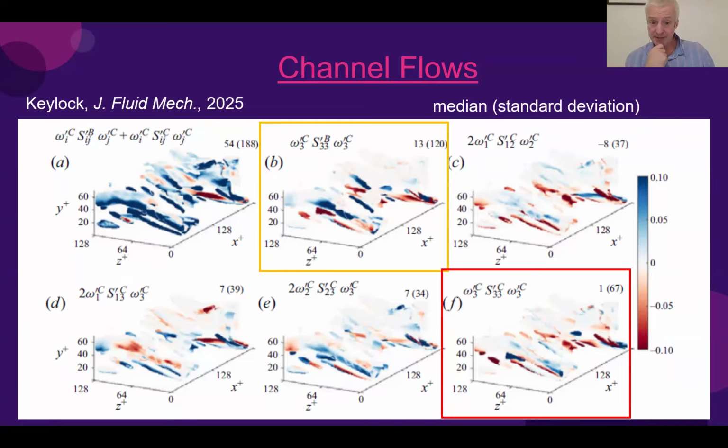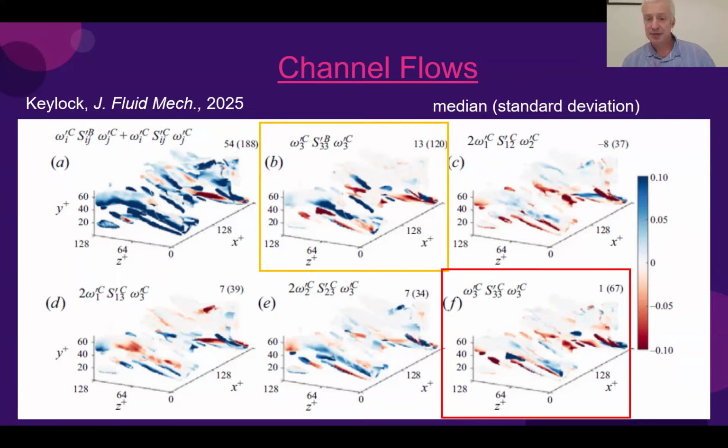And you can see in both cases the standard deviations, which is the number in brackets, is quite large. But the average value for the one involving the normal straining is quite a bit bigger and positive. And you can kind of see that visually on the diagram. There's more blue contributions from that term than the other one. And so just from these snapshots, even though it's instantaneous, you get a feel for the reason why the budget works the way it does.